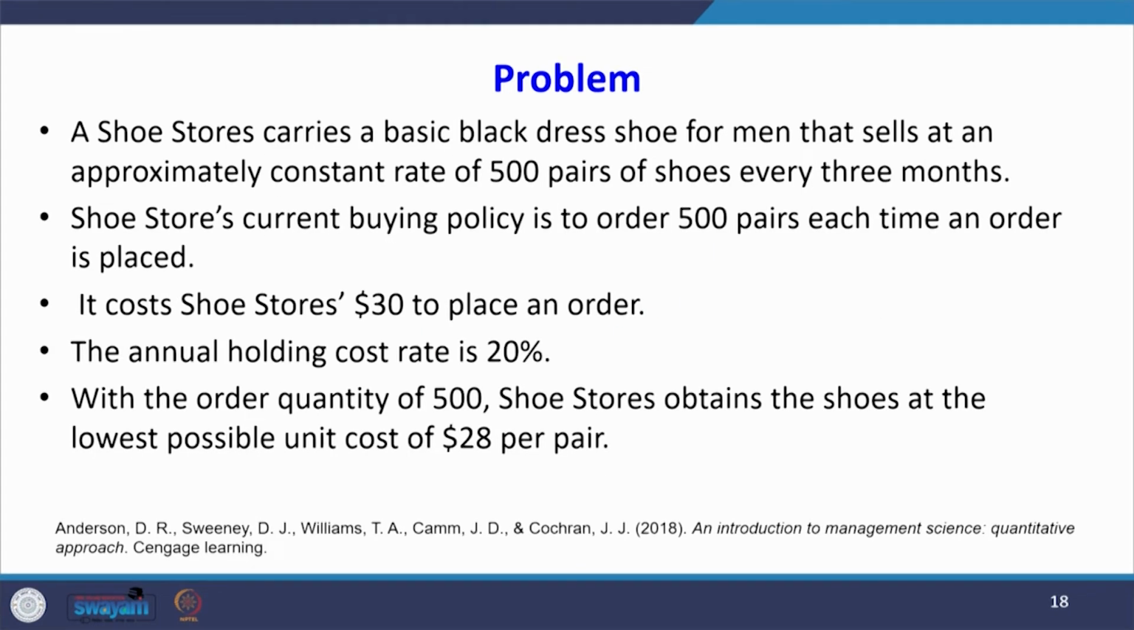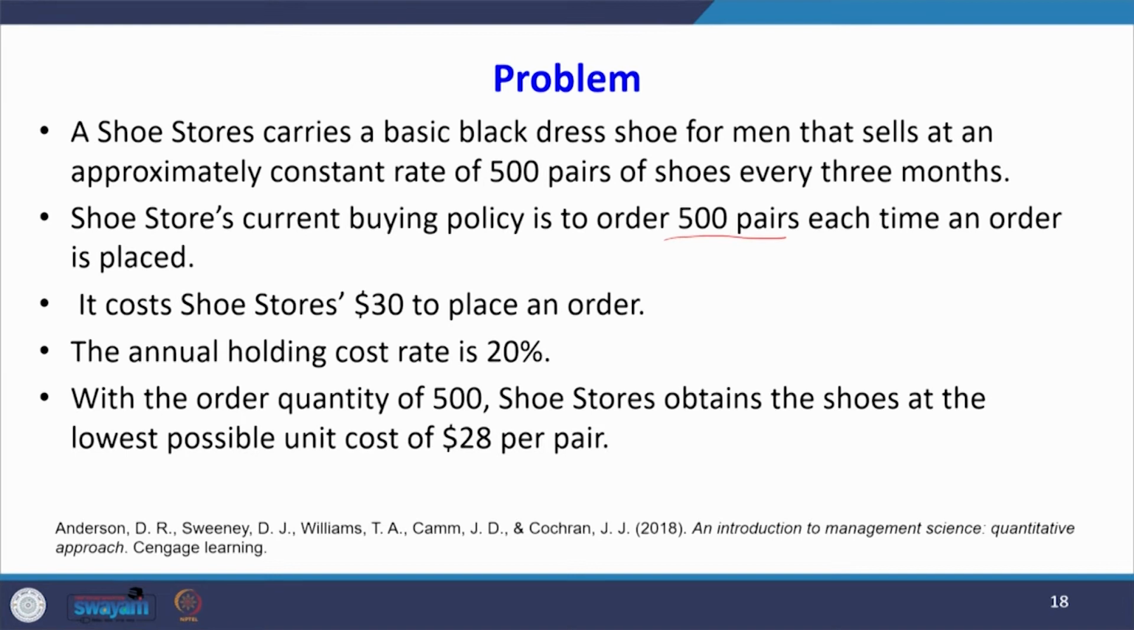Now, I have taken another problem to explain this concept with the help of another example problem. The problem says, a shoe store carries a basic black dress shoe for men that sells at an approximately constant rate of 5000 pairs of shoes every 3 months. The shoe store's current buying policy is to order 500 pairs each time an order is placed.